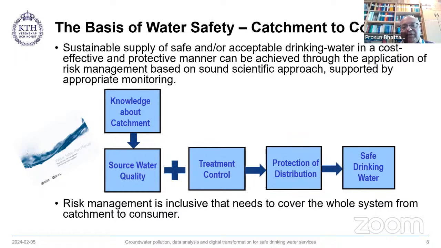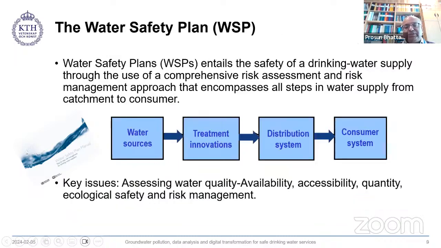Once we have this water, we need to have treatment control, and we also need protection of distribution. This is from the water users' and water distributors' perspective: protection of the distribution system. That is what we have in safe drinking water, which means water from the source to the tap, and that covers different risk management systems.